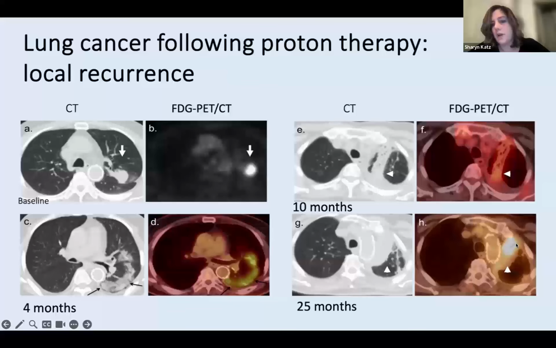And sure enough, on the follow-up at 25 months, there is now filling in of those airways. You can see that there's bulging of the borders of that radiation zone, that area that was previously nicely fibrotic. And that's corresponding to some pretty intense avidity, and this is local recurrence.